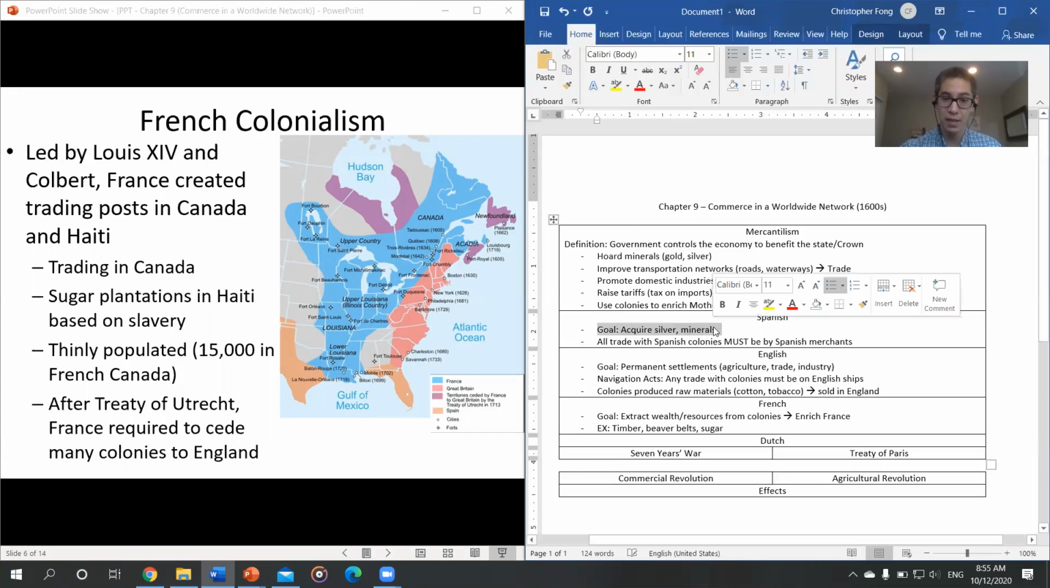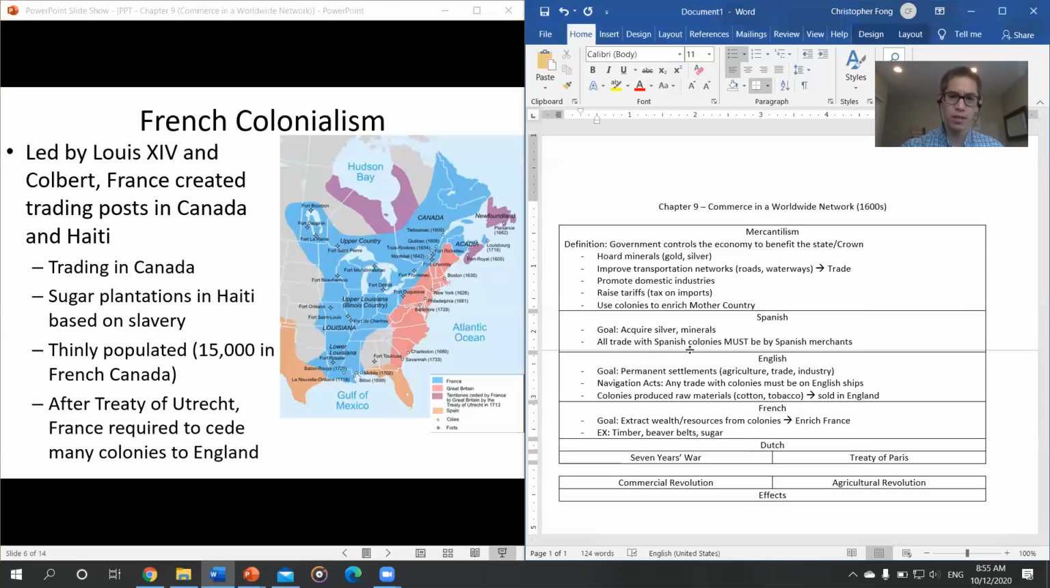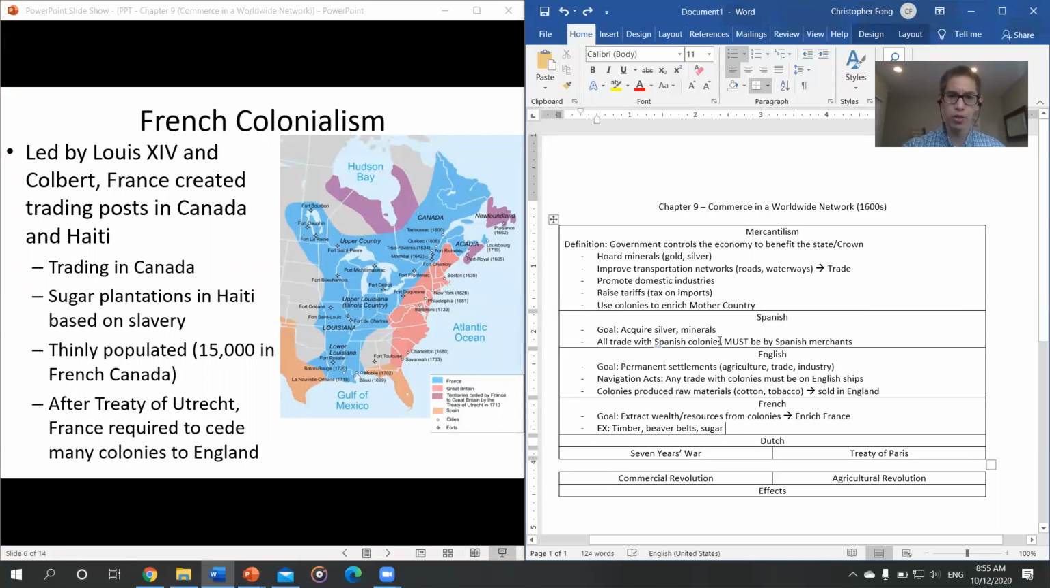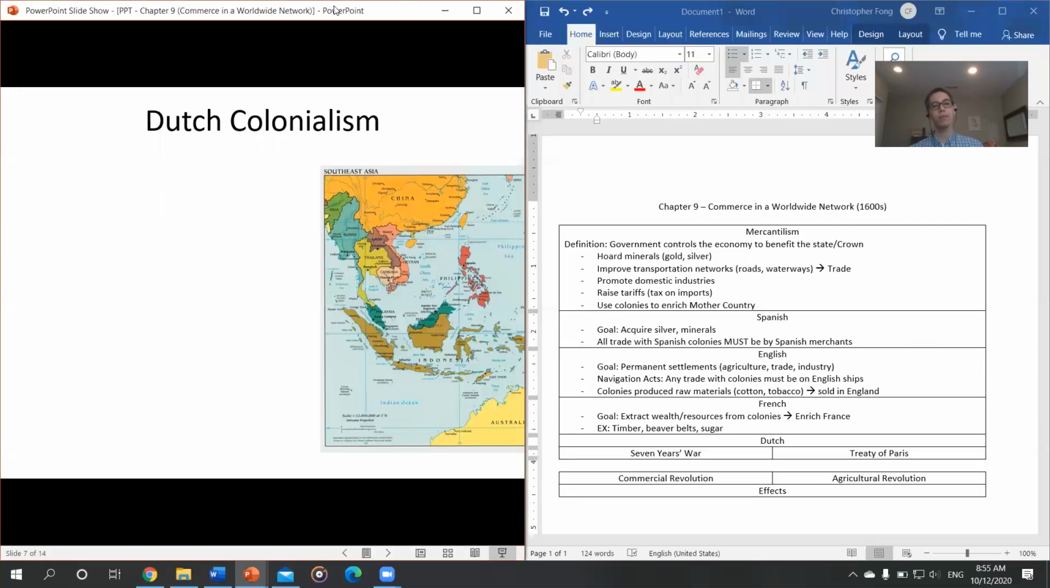So the Spanish, they're getting as much silver to enrich Spain. The English, they're getting as much cotton and tobacco to enrich England. The French, they're getting as much natural resources and sugar to enrich the French. And then we have these other mercantilist policies that say, if you want to trade in these regions, only Spanish can do it, or only English can do it. So it's a way to control that trade to benefit the mother country back home.